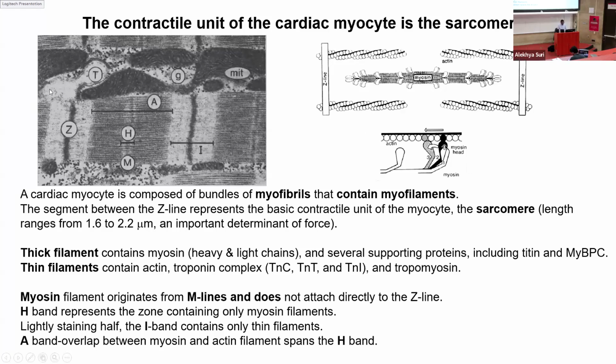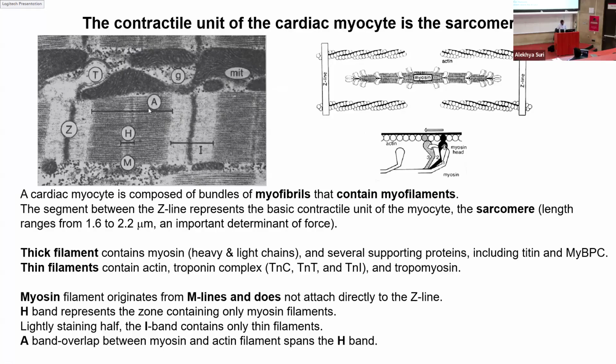Based on the light and dark appearance, they were called thick filaments or thin filaments. This is the electron micrograph, and each one is a sarcomere, and you can also see mitochondria, and they are named based on the structure.